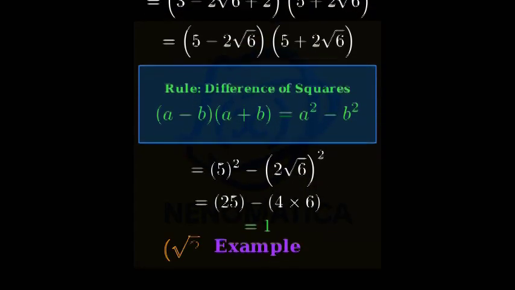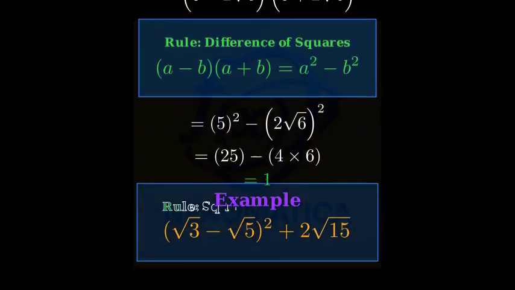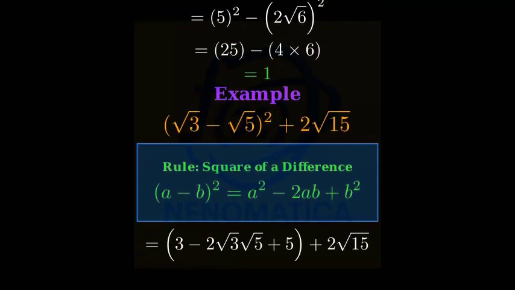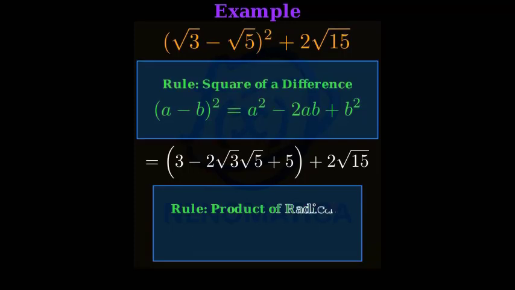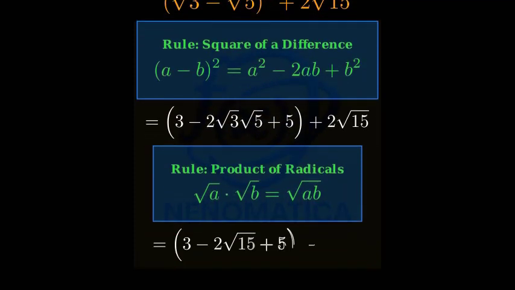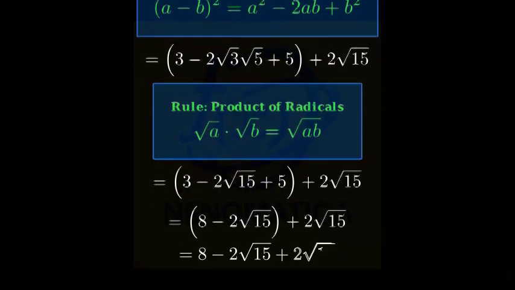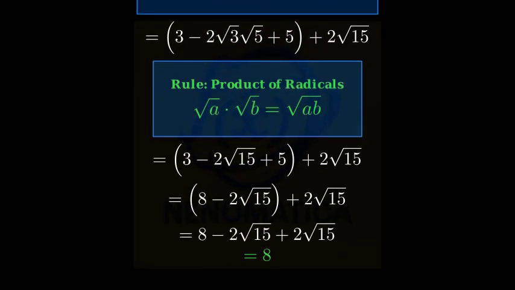Now, let's move on to our second example. Again, we start by expanding the squared term using the formula for the square of a difference. Now, we simplify the product of the square roots. The square root of 3 times the square root of 5 equals the square root of 15. Let's combine the constant terms first. 3 plus 5 equals 8. Now we can see that we have negative 2 square root 15 plus 2 square root 15. These terms cancel each other out.